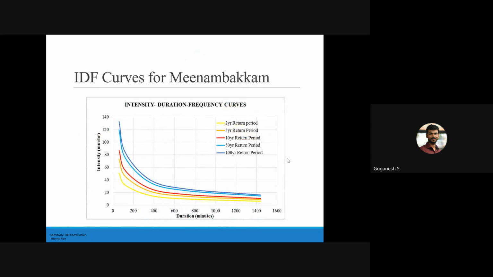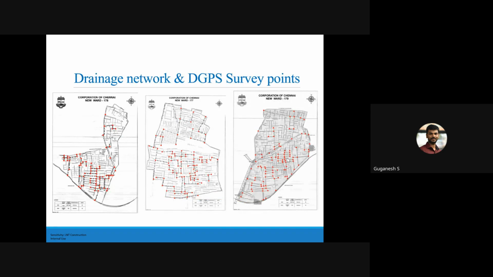For this Chennai area, we took rainfall data from the Meenambakkam station, and we collected more than 30 years of daily rainfall data from the Meenambakkam station, and we calculated the IDF curves for that particular station. It is based on return periods from 2 years to 100 years. And this is the drainage network for Velachery area. We studied the Velachery area based on the 2015 Chennai floods.